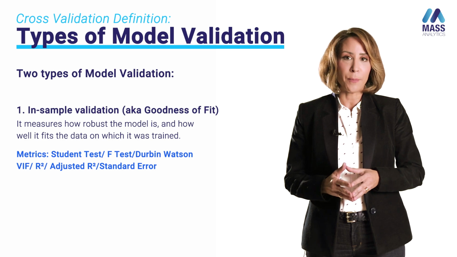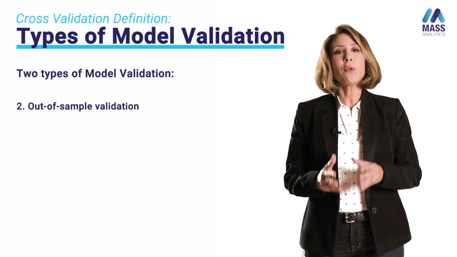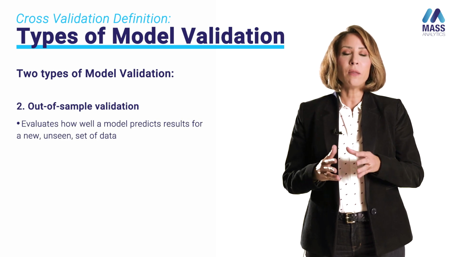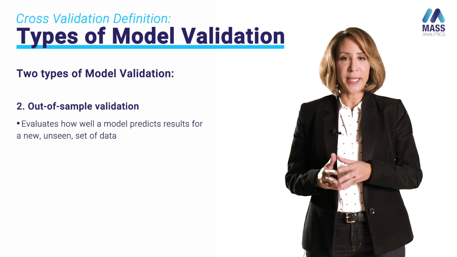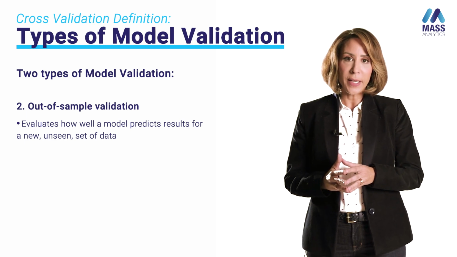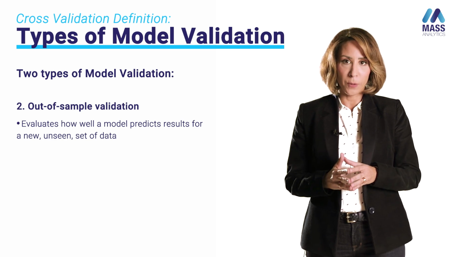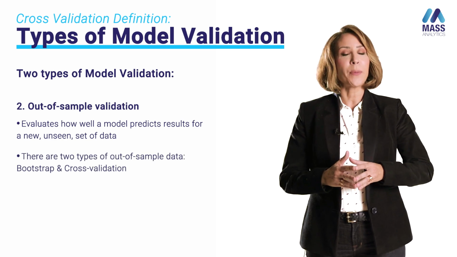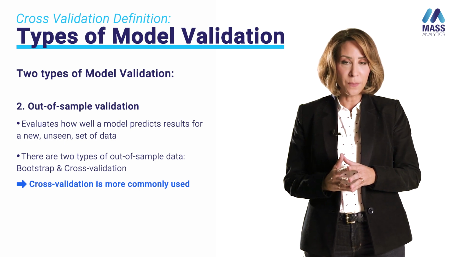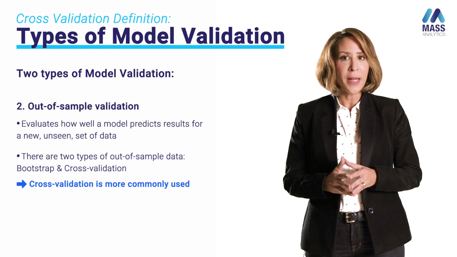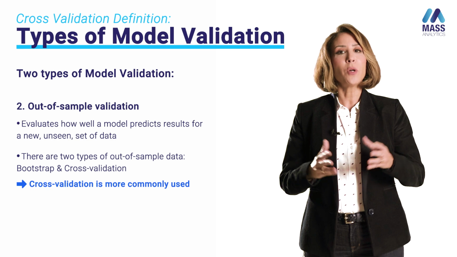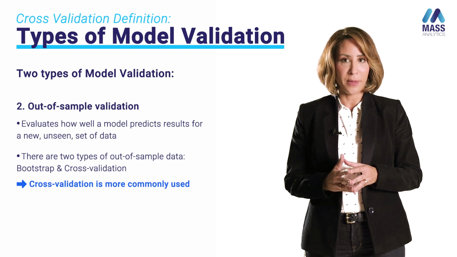comes to in-sample cross-validation. Now, out-of-sample validation refers to the concept of testing the model on a new data set, an unseen data set that has not been used while building the model. And here there are two types of methods that fall under the umbrella of out-of-sample validation. The first one is bootstrap, and the second one is cross-validation. Cross-validation is more commonly used than the bootstrap method.